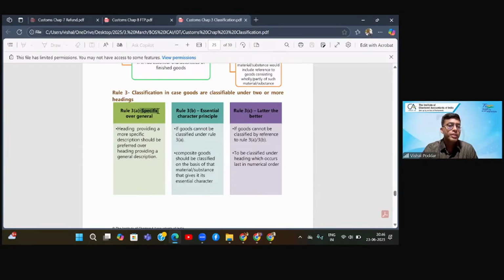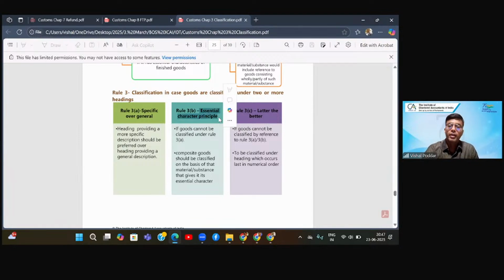use the specific chapter or the heading which has more specific description. Let us say in case of mango lassi, both mango and lassi have specific description. Then what? Then apply 3b. So in the mango lassi case, after 3a, 3b applies. It says go by the essential character rule.